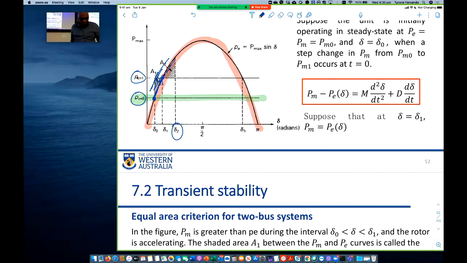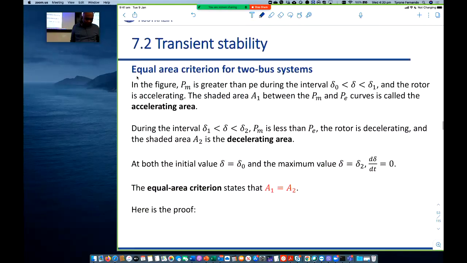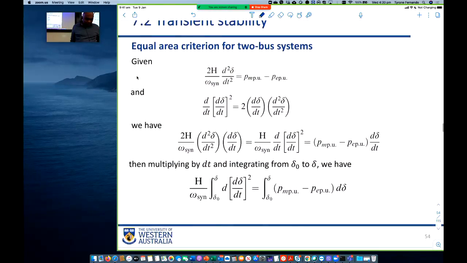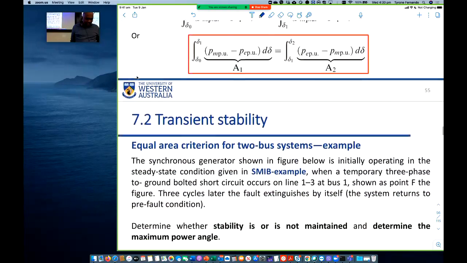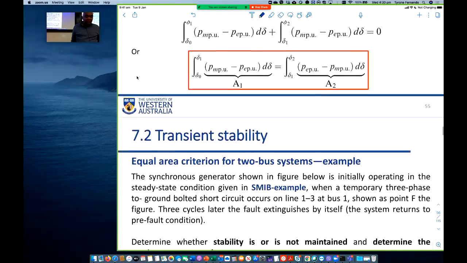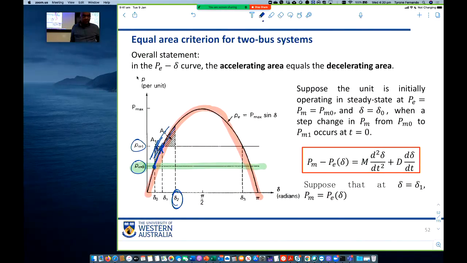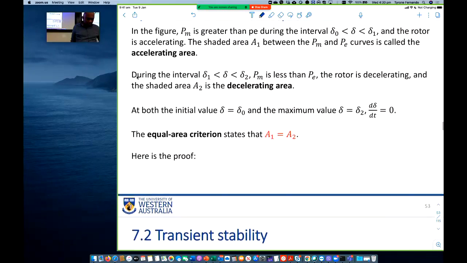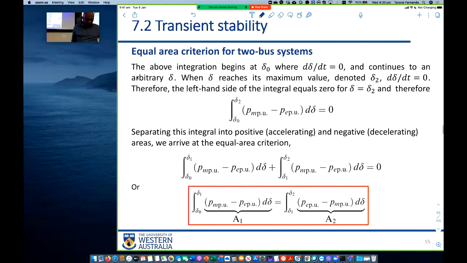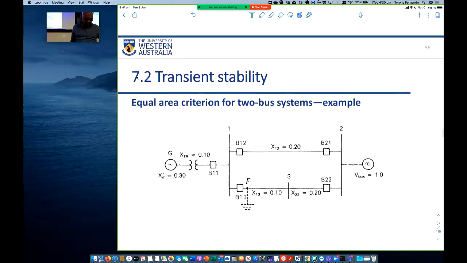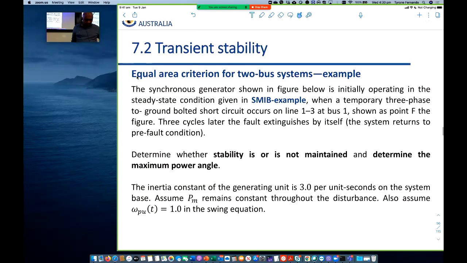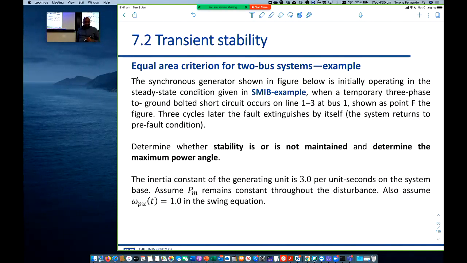So that question, why doesn't it slowly go and finish there, is an important question, right? Because it's accelerating, right? So we can now use the equal area criterion to actually determine what this angle delta 2 is. Okay? So look at an example. Don't bother about the proofs and things like that. So here is the equal area criterion example.